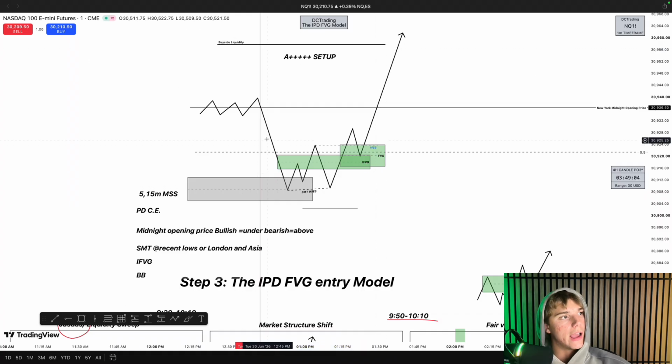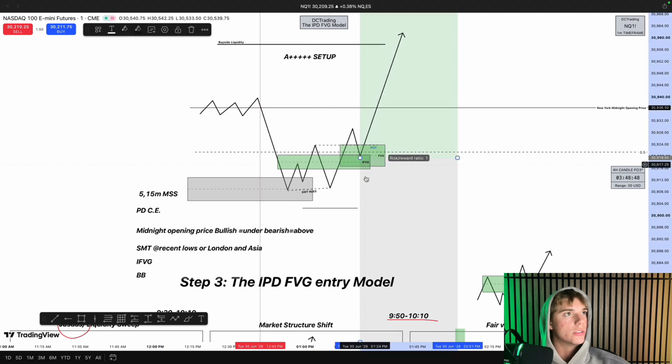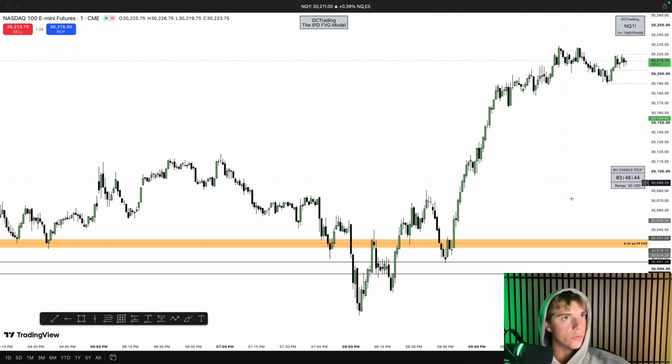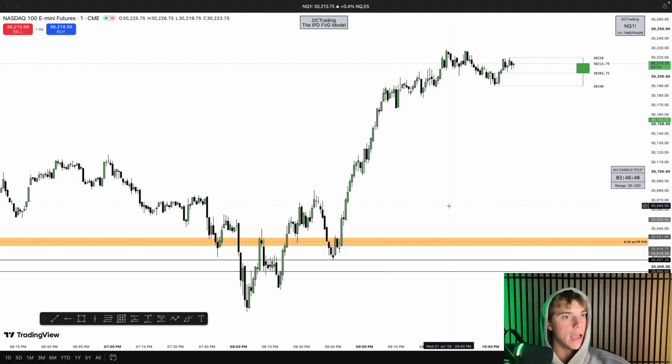You manipulated down into a 15-minute fair value gap. You have an SMT at the lows. You have an inversion fair value gap after your market structure shift and fair value gap, with the fair value gap going through the high, happening both on ES and NQ, and you take your absolute banger trade just like that. So now I'm going to show you the real-time setup that happened today.